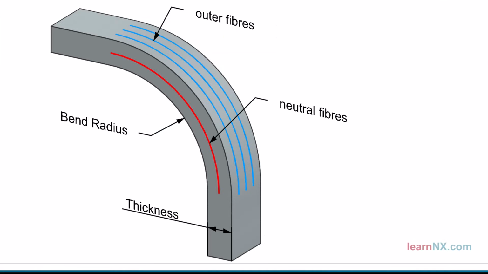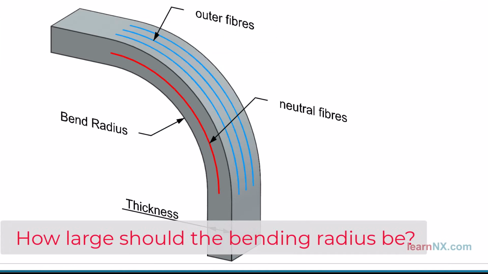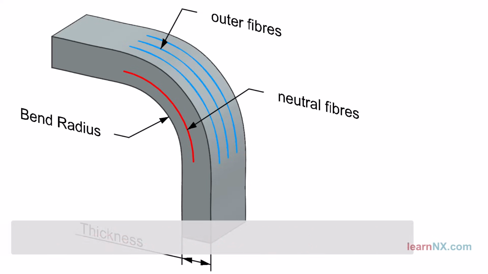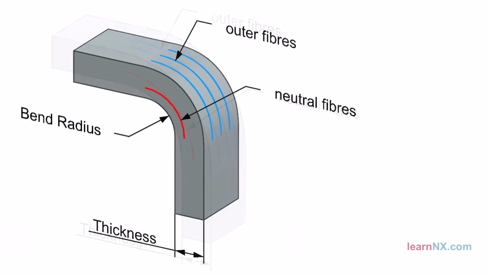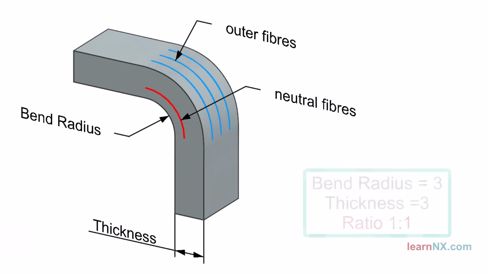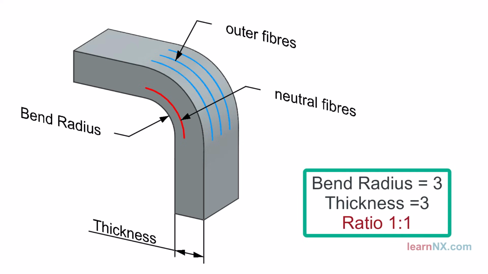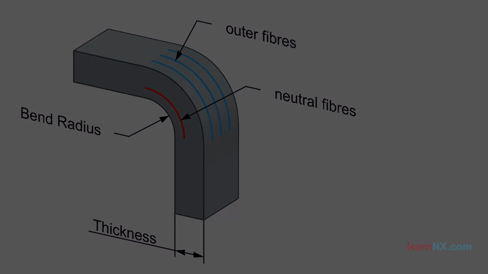Back to the question posed at the beginning. How large should the bending radius be? A good compromise between strong springback on the one hand and excessive stretching of the outer fibers on the other is a ratio of 1. And that will also be the default setting for the design of this first, simple sheet metal angle.